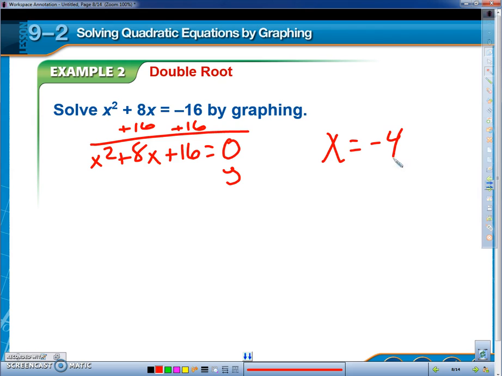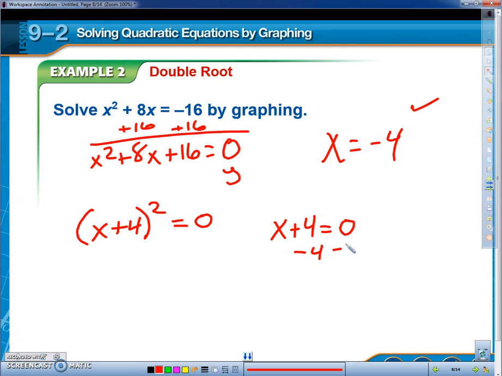X equals -4. My solution is -4. If I put a -4 in there, 16 minus 32 equals -16. That checks out. Also, if you wanted to solve this by factoring, it would be x plus 4 squared equals 0, or x plus 4 equals 0. Subtract 4 from both sides. X equals -4. And look at that, we're pretty good in our math.